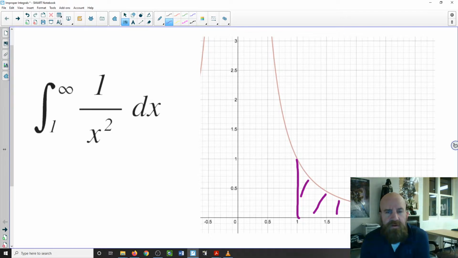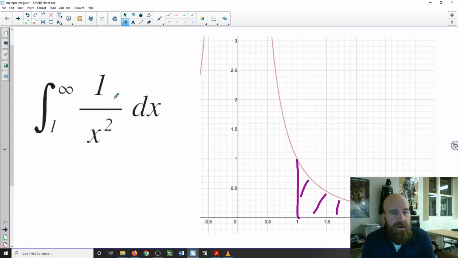So we need to think about, is it possible to get an area under a curve that never closes on one end or two ends? The answer is sometimes yes and sometimes no. It just depends. So I'm going to walk through the process to figure out how you tell.